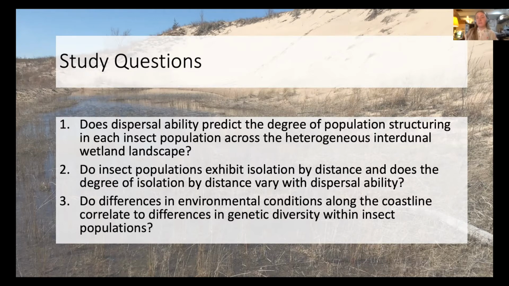Additionally, how do gene flow and genetic drift interact at the regional scale? Does the strength of isolation by distance increase with decreasing dispersal ability? And lastly, do differences in environmental conditions along the coastline correlate to differences in genetic diversity within insect populations?